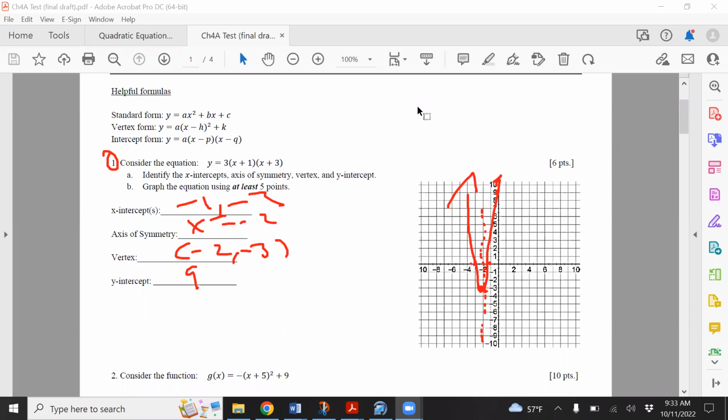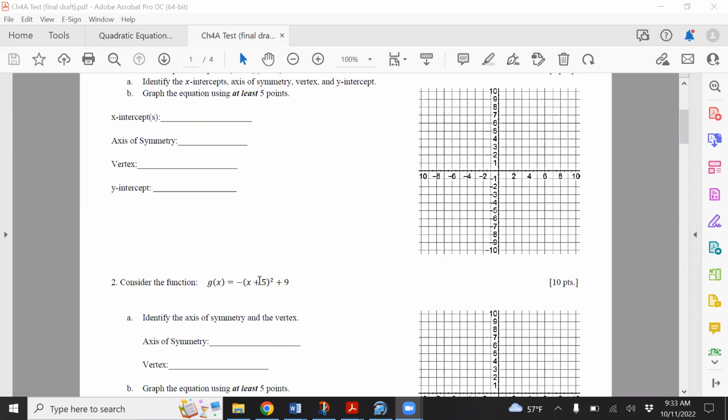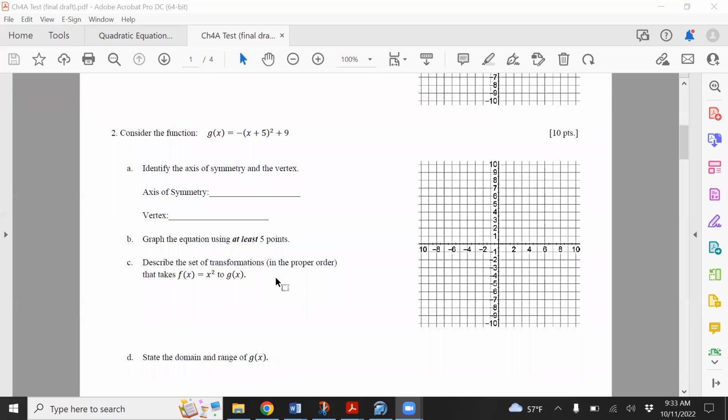Again, x-intercepts, plug in 0 for y. X would equal -1 or -3 to make y equal to 0. Axis of symmetry goes right through the middle. It's at -2. Once you have the axis of symmetry, the vertex x-value is also -2 because it's going to be on the axis of symmetry. Plug in -2 in the equation, you get -3 for y. And then, of course, y-intercept is 9, we plug in 0 for x. So that was a little rapid fire compared to what I just said past few minutes.